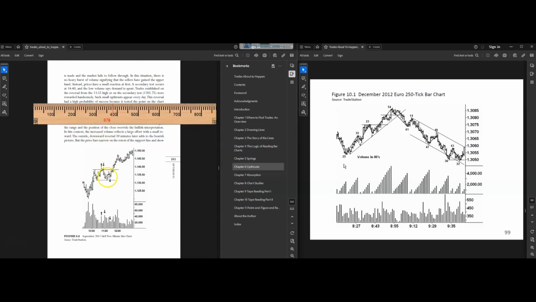Once the spring occurs, look for its test, or for the spring to get sprung again. It's a possibility to get sprung again. All depends here. This thing is not showing it, but on the lower time frame, you'll see it. The vigor and strength of this bar is clearly indicated in the wave on the lower time frame.